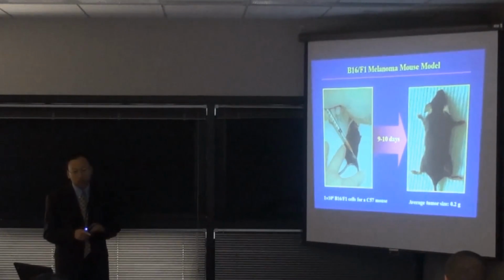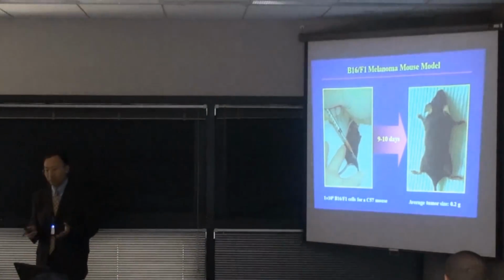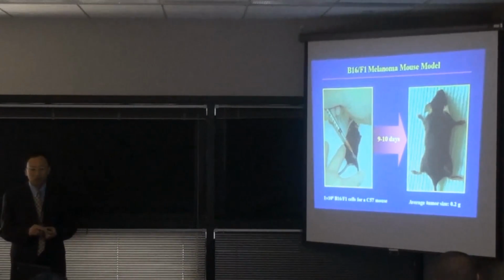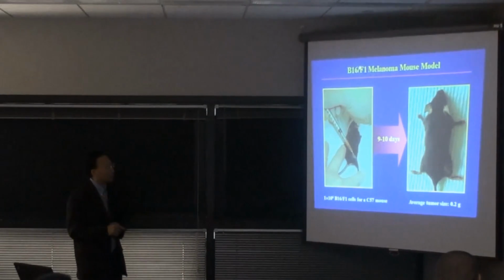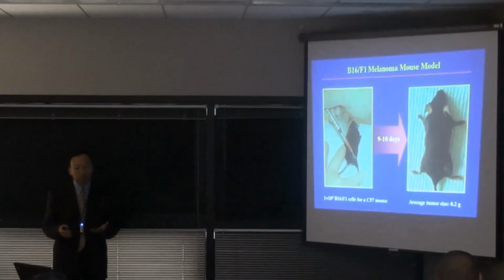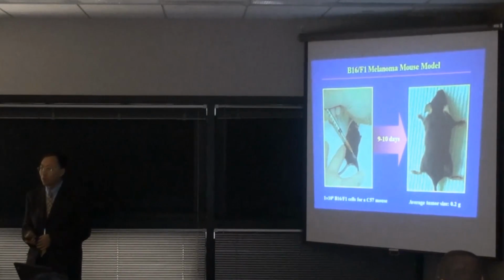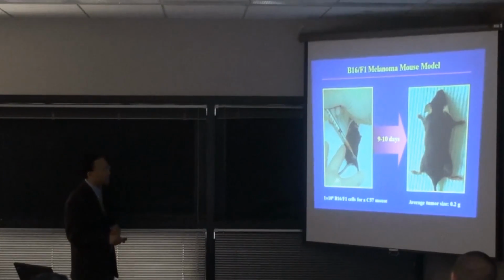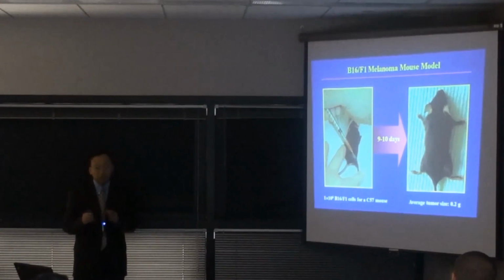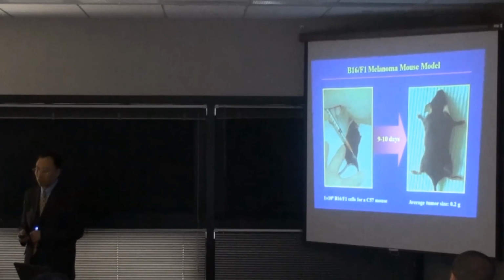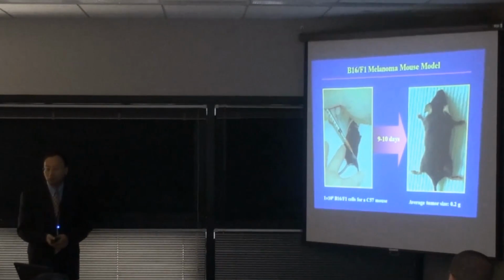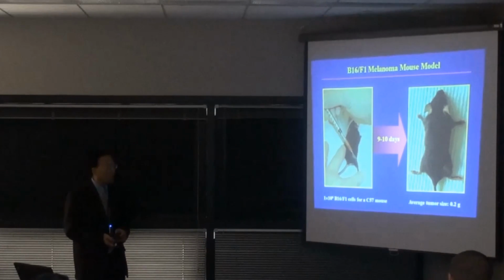Okay, now to evaluate the exact biodistribution properties of the radiotracer, we specifically established two models. This is one of the models, the B16F1 melanoma mouse model. Essentially, this model was designed to mimic the primary melanoma development. So what we did was we inject B16F1 cells subcutaneously in the right flank of the mouse. And after 9 to 10 days, the tumor will reach about 0.2 grams. And then you can use it for biodistribution or for imaging studies.